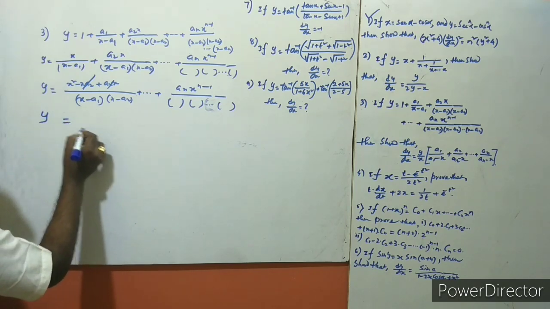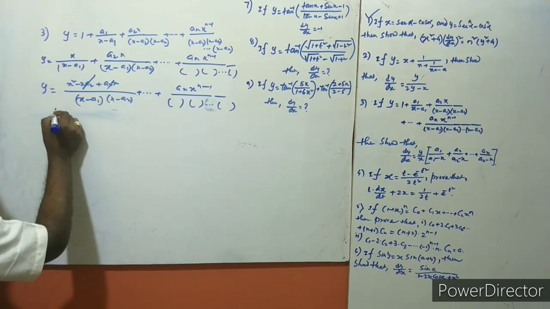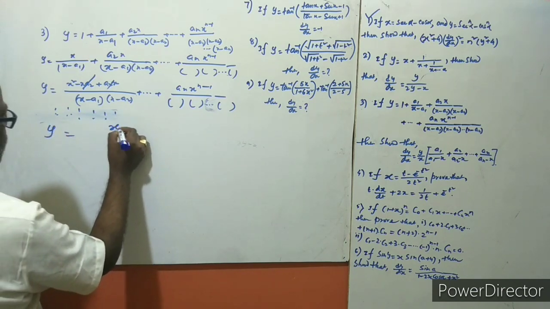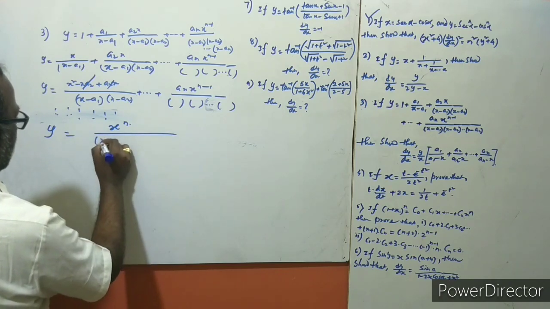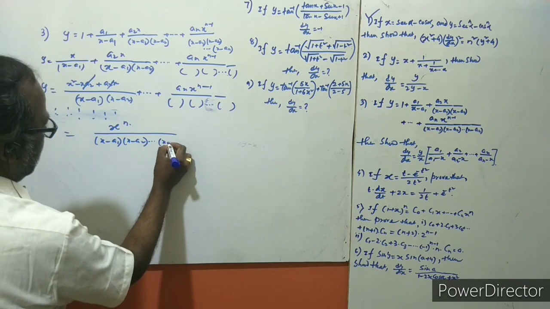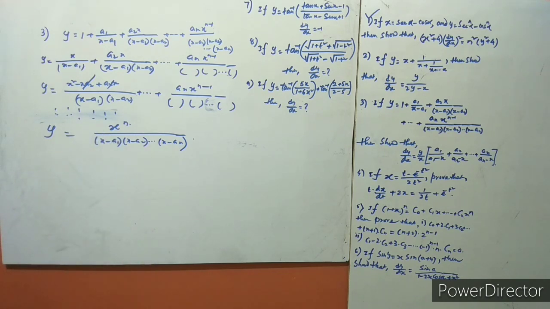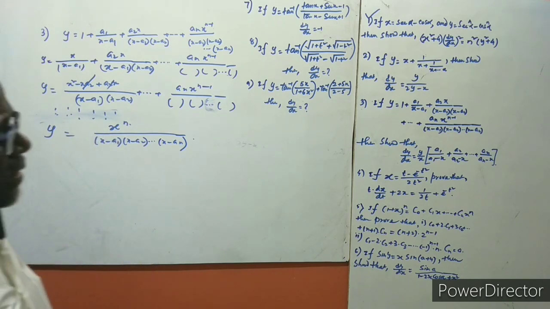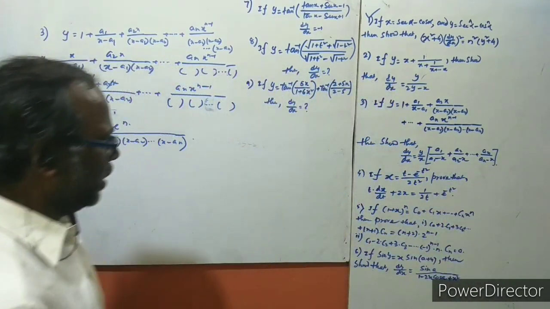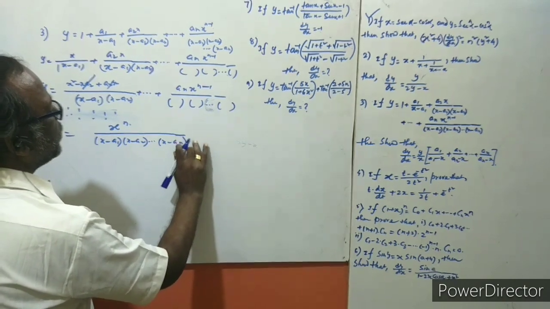So here y is equal to, therefore we can write, if we take the LCM on the nth term, y is equal to x to the power n by x minus a1, x minus a2, dot dot, x minus an. See, this is a product in the denominator part. But here the answer is y by x, and all these terms are addition. So now take a logarithm on both sides.